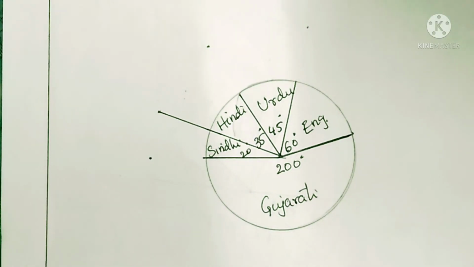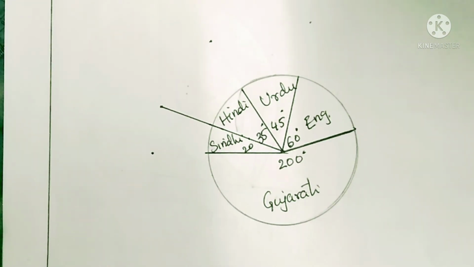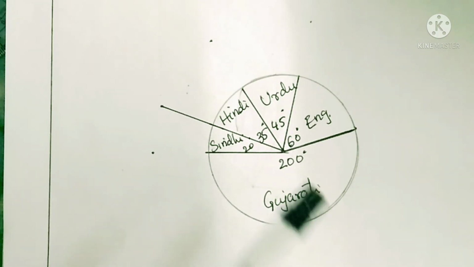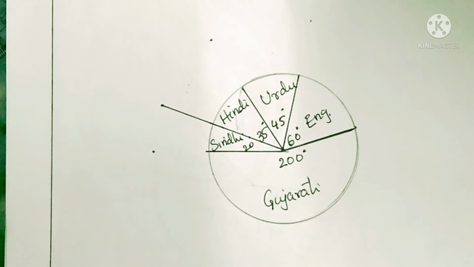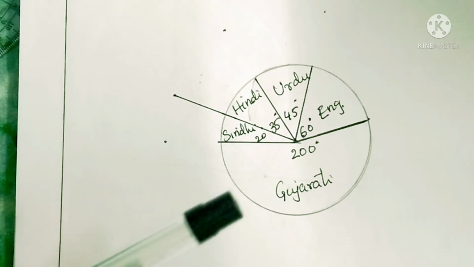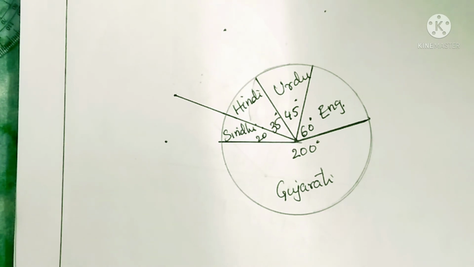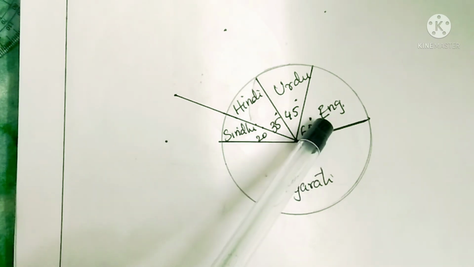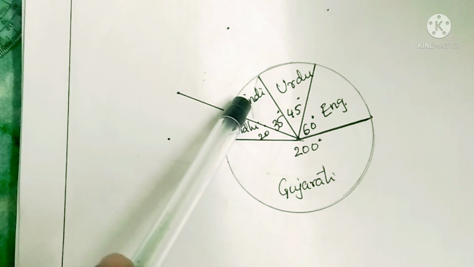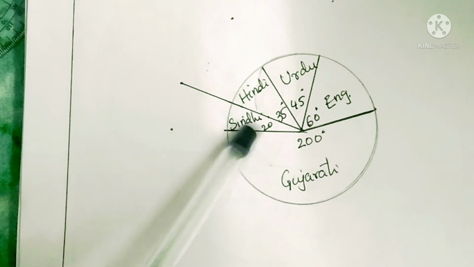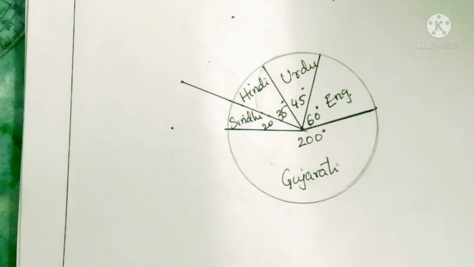The pie chart is ready. How does it show? See, this full is 200 degree, which shows 40 students. 40 students is shown by an angle of 200. Then 12 students an angle of 60. 9 students an angle of 45. 7 students an angle of 35 and 4 students an angle of 20. So your pie graph is ready with this.